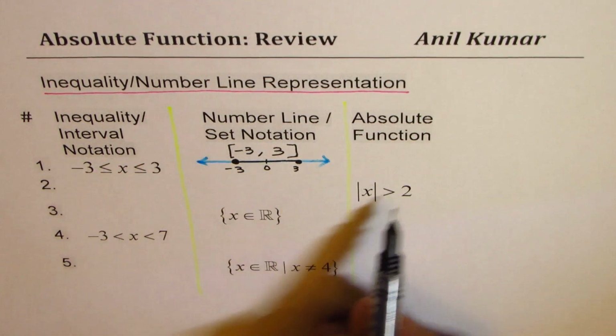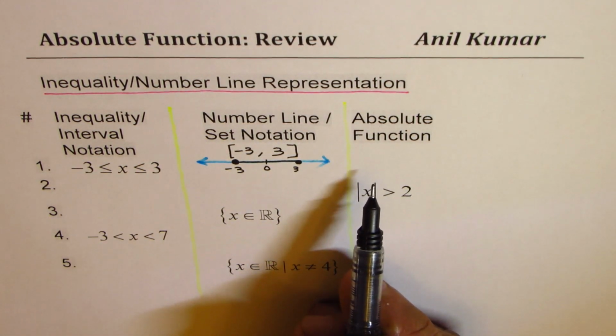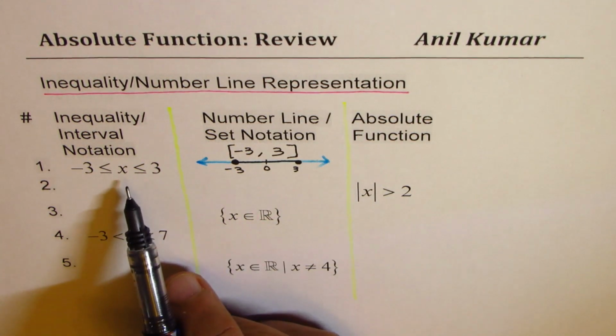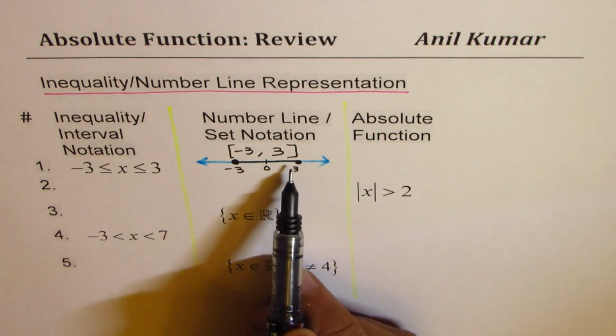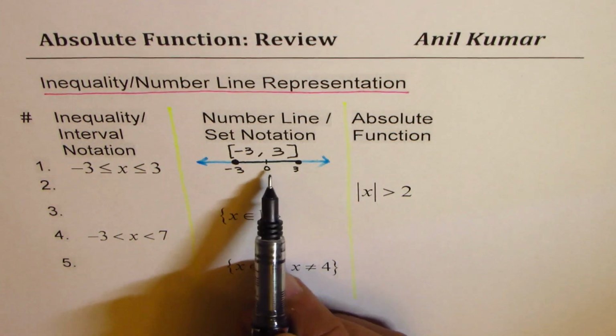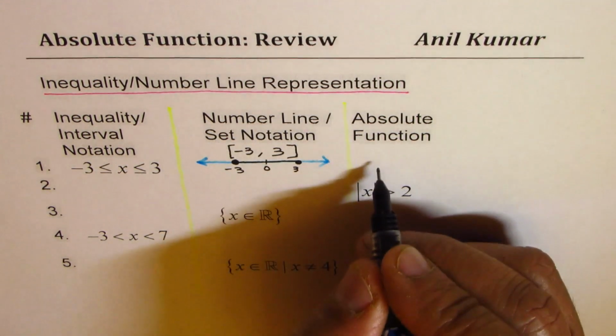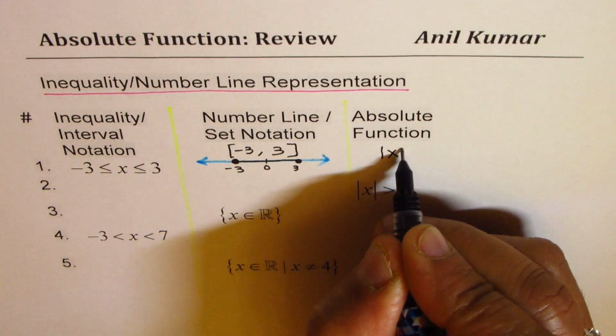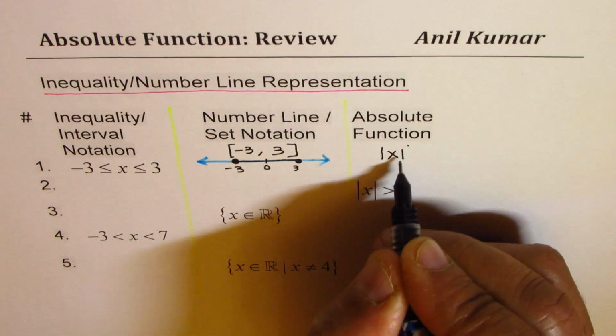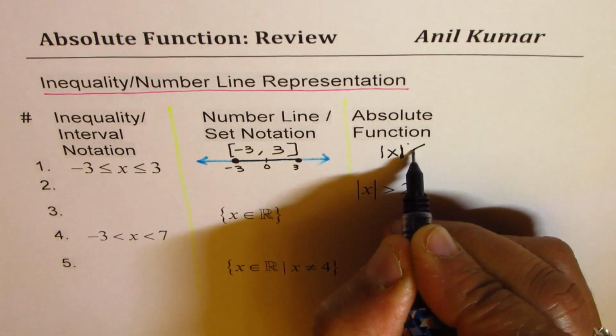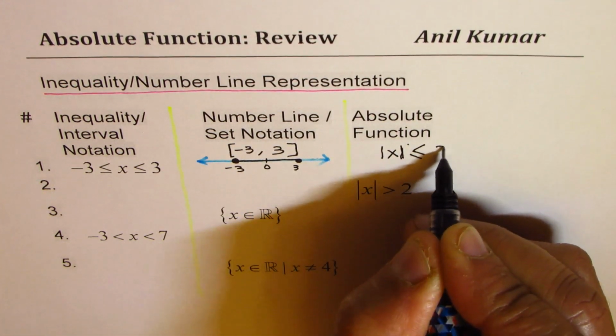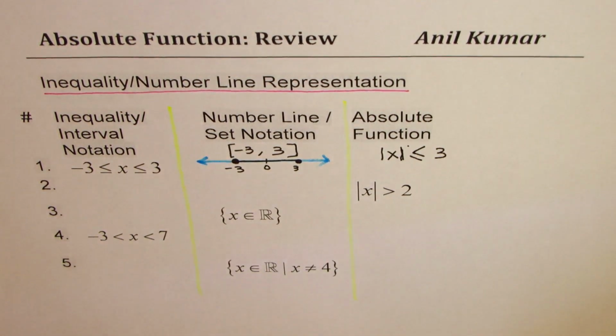So these are all about notations. This is inequality. As an absolute function, since we are in between 2 values, the center being at 0, we just say absolute x is less than or equal to 3. Perfect. Is it okay? So that is how you do it.